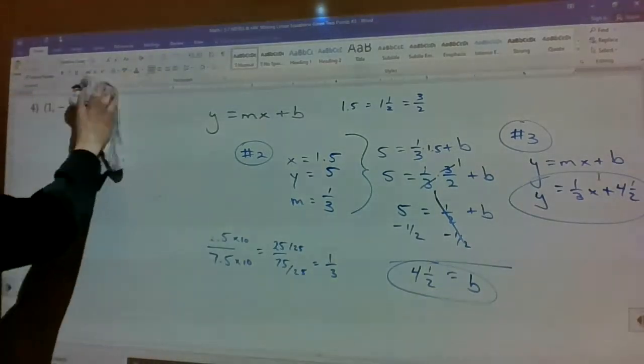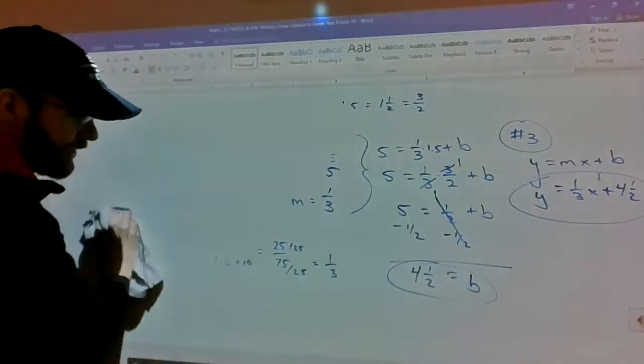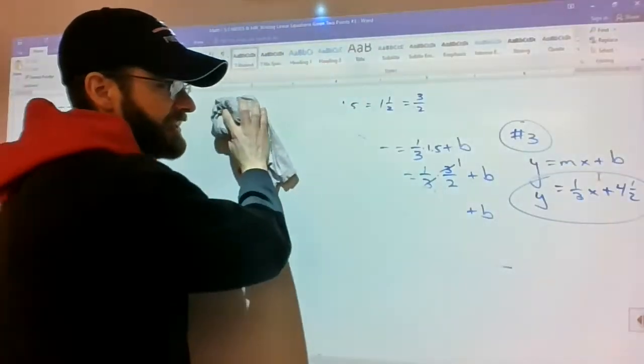And our second example, what happens when we have to deal with a fraction frenzy?